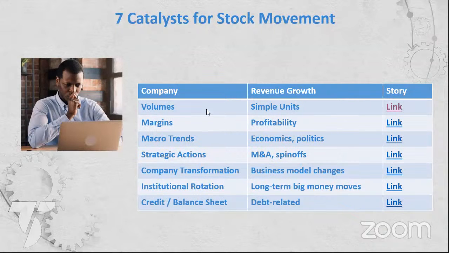And then you have margins, that's when a company is becoming more profitable or less profitable. I want to just mention something interesting. Snap came out the other day and they basically said that they're going to get less profitable even with their revenue growing faster, and the stock still went up.